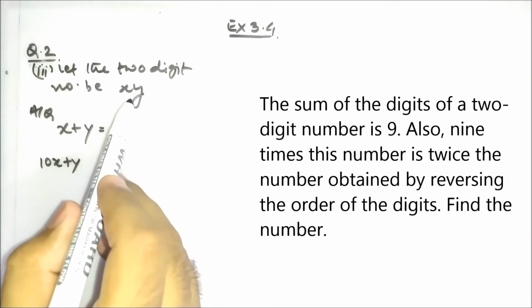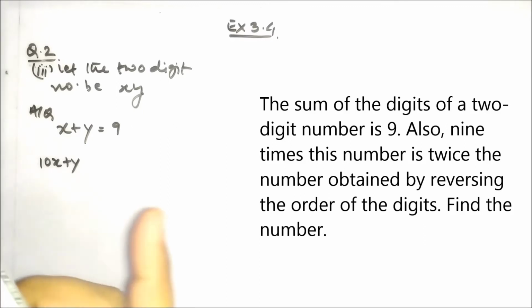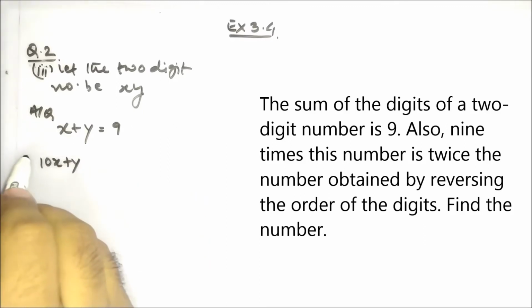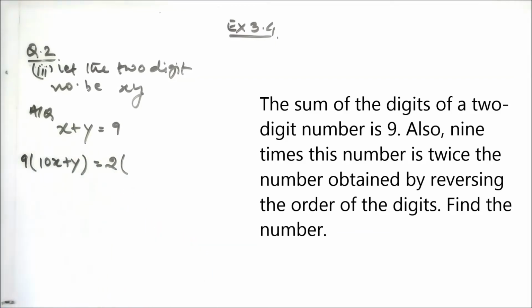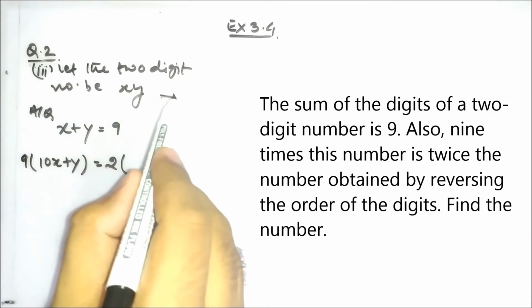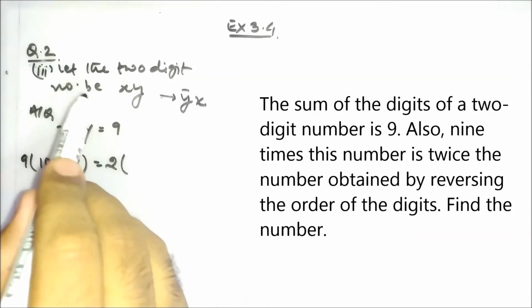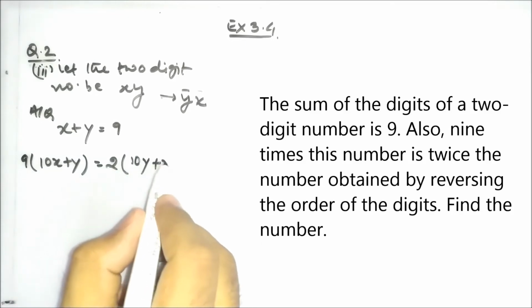Because y is in ones place. Okay, so it is saying that 9 times this number is twice the number obtained by reversing it. If you reverse the digits, it will be yx, where y comes in tens place and x is in ones place. So this can be written as 10y plus x.